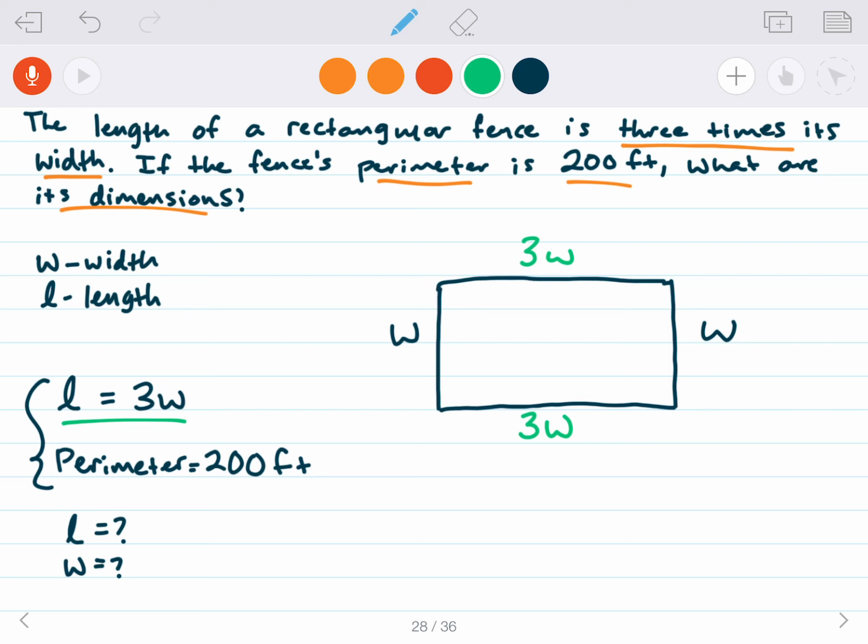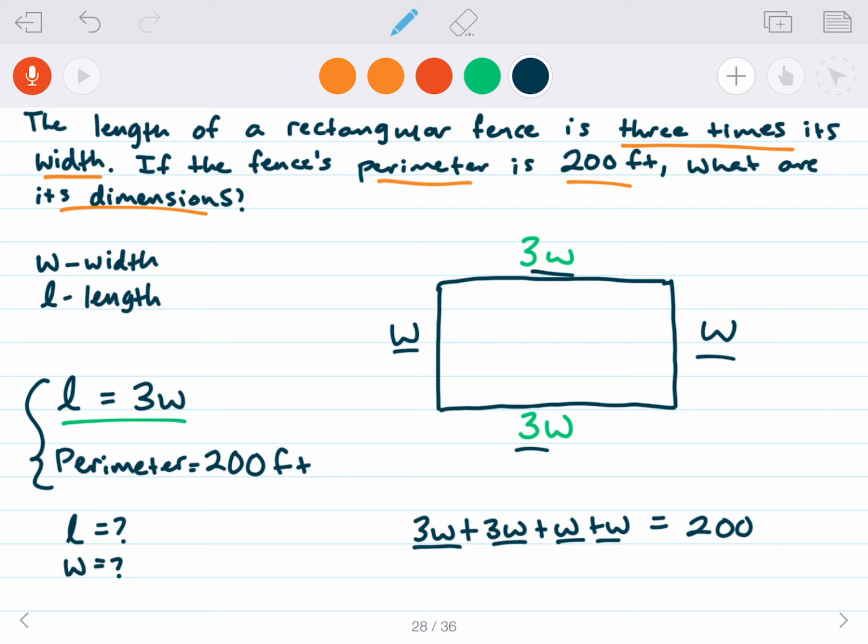So those are the same thing. The length is 3W. The perimeter is 200 feet, and so what that means is that when we add all of these sides up, it should equal 200. That's what perimeter means by definition. So let's go ahead and add all of our sides up. 3W plus 3W plus W plus W, and that all should add up to 200. That's just the definition of perimeter. Now we can combine like terms.